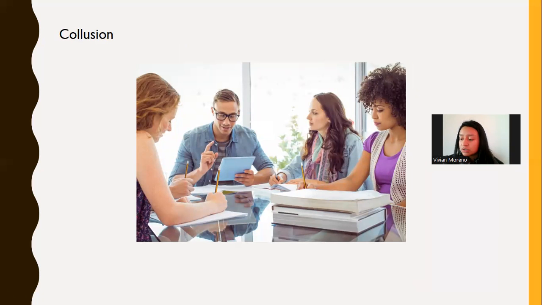Then we have collusion, right? Collusion. Here we're talking about a group of people doing the same work, even though they were asked to do the assignment individually. So this is why collusion is totally plagiarism, right? Because it should be done just by one student, not by a group of students.